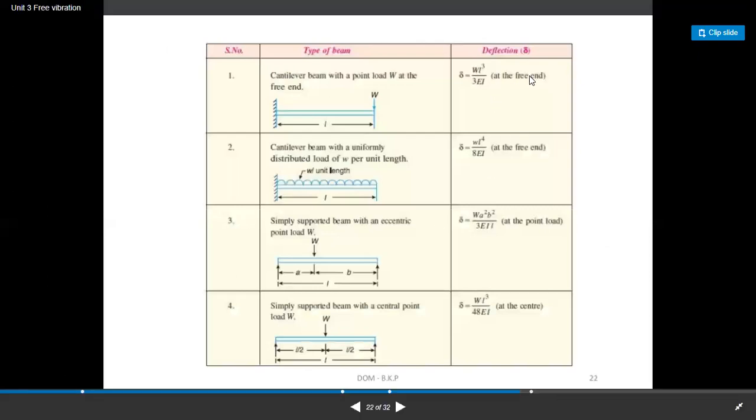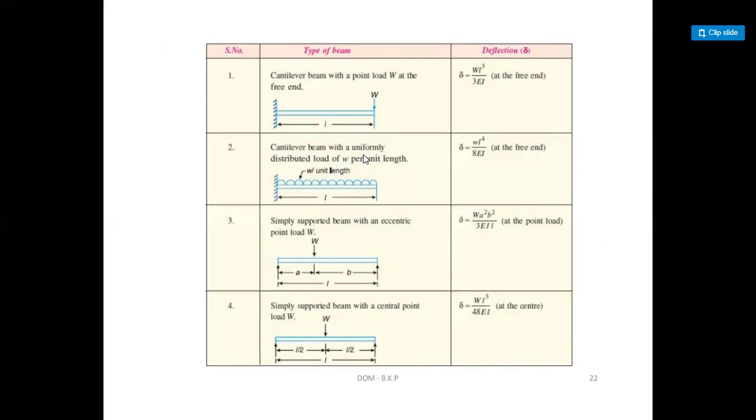Now, there are many kinds of beams, like the cantilever beam, the simply supported beam, and the cantilever beam with uniformly distributed load. All kinds of beams have different deflections. During transverse vibration, we have to remember all the different deflections produced in different conditions of the shaft.